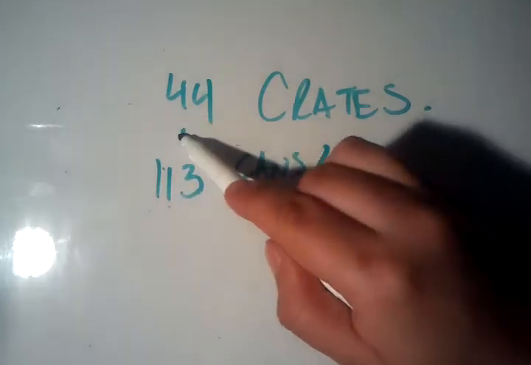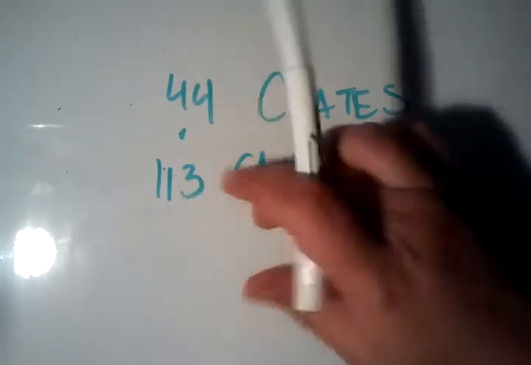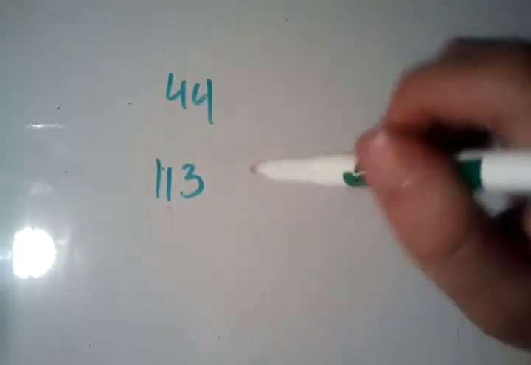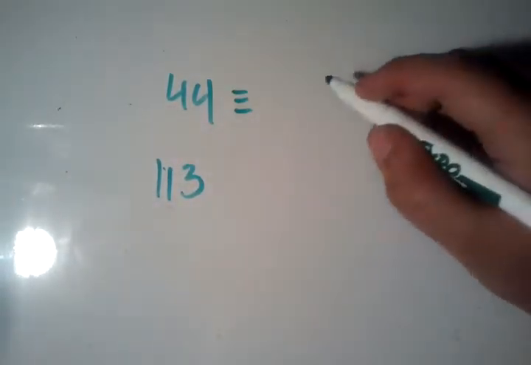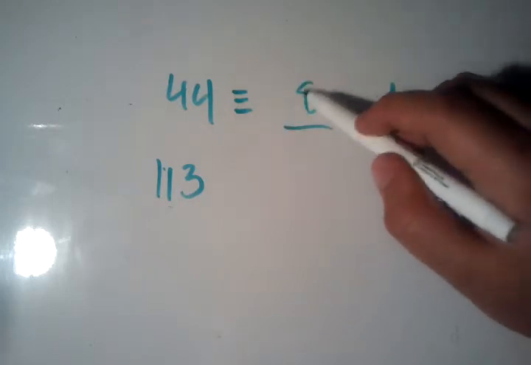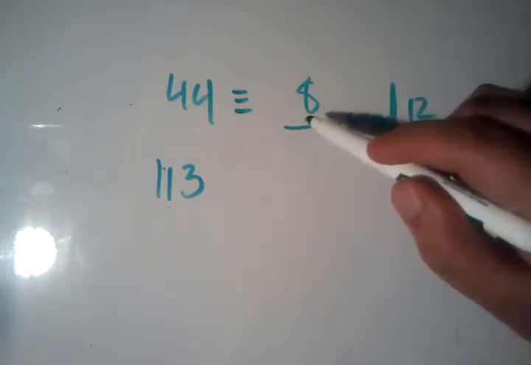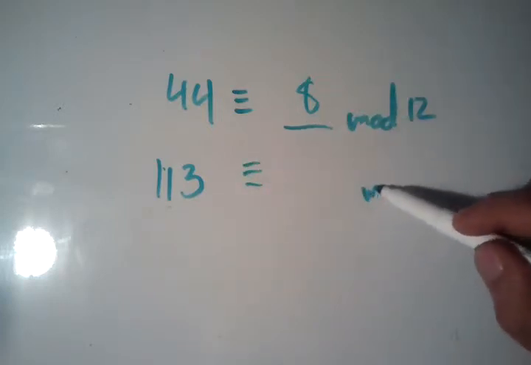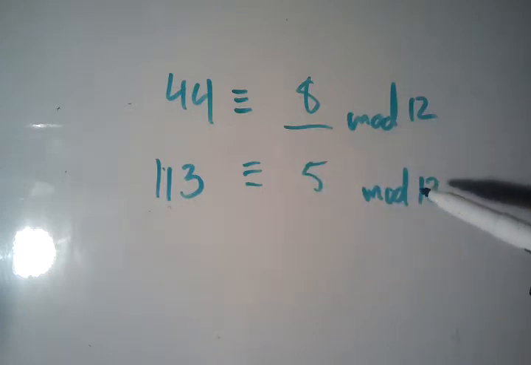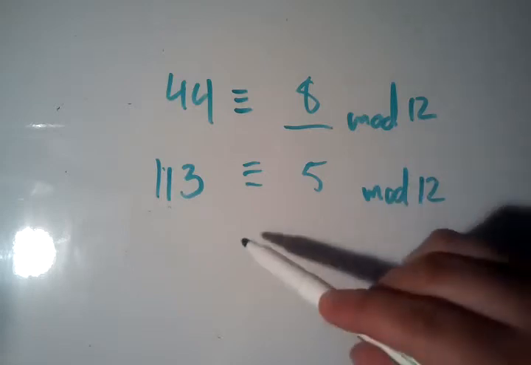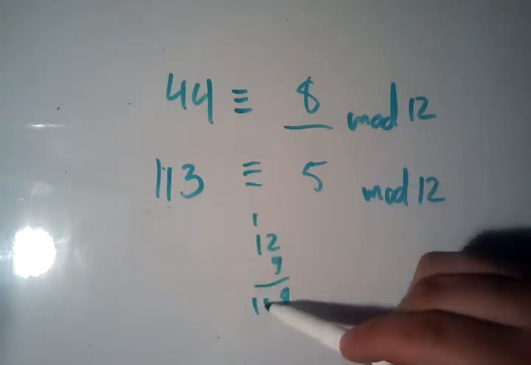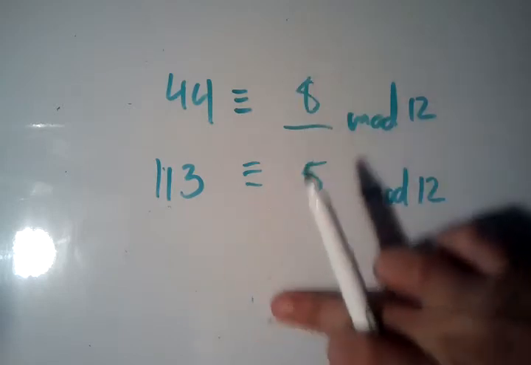We could multiply these two figures and then divide by 12, find the remainder. But there's an easier way. We can say that 44 is congruent to what mod 12. So we see that that's going to be 8 because this is 36 and then we have 8 left over. And 113 is congruent to what mod 12. So we see that that's going to be 5 because if we multiply 12 by 9, you have 108, and then you have 5 left. So we see that those are true.